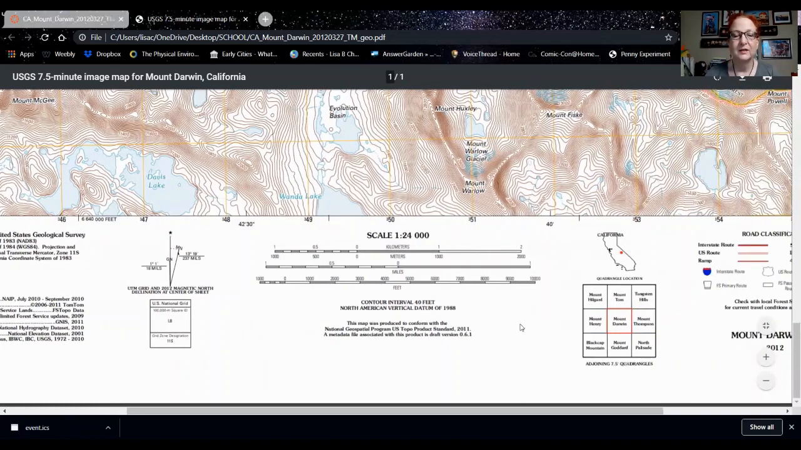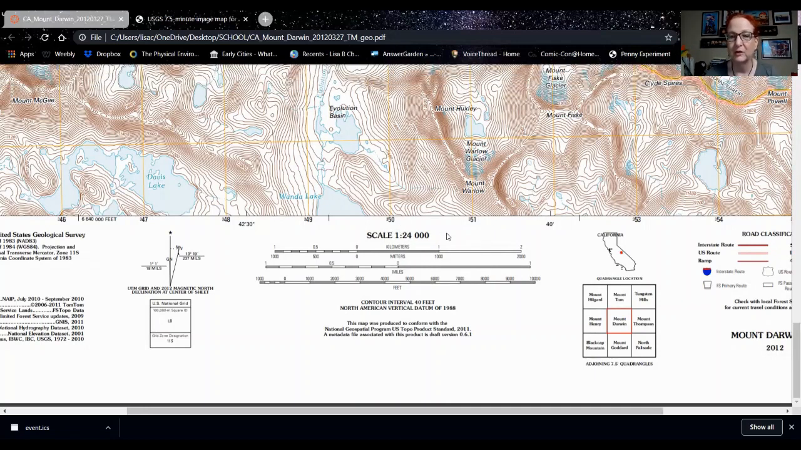Here's your scale. 1 to 24,000 means 1 inch to 24,000 inches on the Earth. 1 inch on the map represents 24,000 inches on the Earth. Or you could do meters to meters. Remember, scale is same to same. But down here you have this area that has these linear scales, and the linear scales tell you about miles or meters or kilometers or feet.